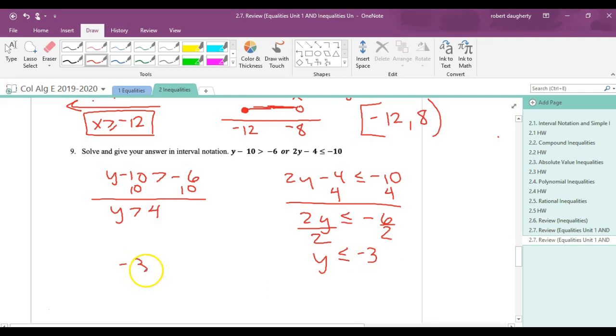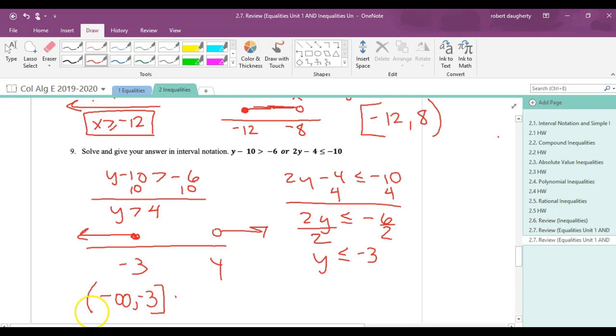So minus 3, positive 4. What does it mean to be less than or equal to minus 3? Shade to the left. Greater than 4, shade to the right. Two intervals: from negative infinity to negative 3 with a bracket, and parentheses 4 to infinity. Those are the two intervals that you see in this situation.